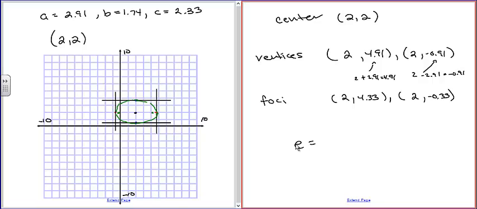And the eccentricity is C over A. So C is 2.33 divided by A, which is 2.91. So that's 0.800.